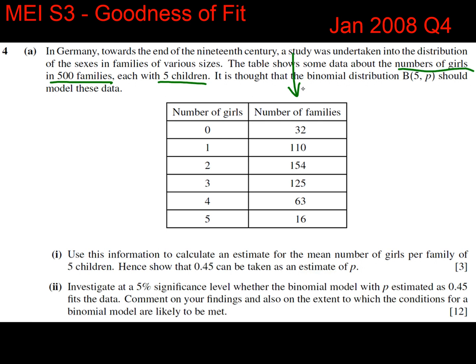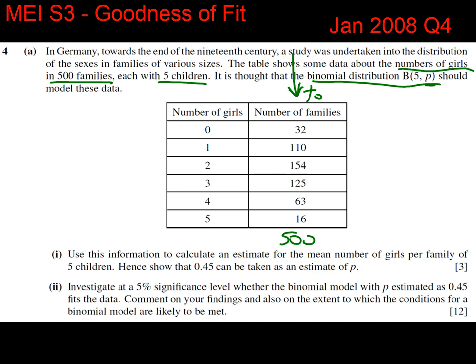So here we go. That's our frequency observed. And if we add that lot up, yep, that adds up to 500. So there were 32 families with no girls. It is thought that the binomial distribution, 5 children, some probability, should model these. So they haven't given us those expected frequencies.